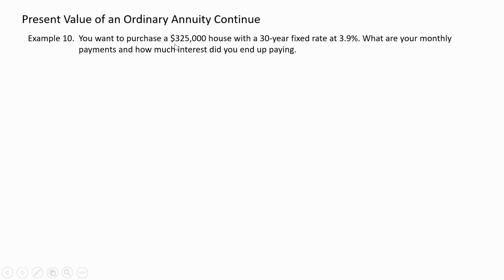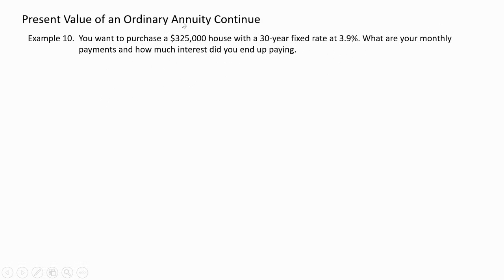Say this person wants to purchase a house for $325,000. Most of the time, they're 30-year loans, or 20, or 15, but most of the time they're 30-year fixed rate loans. And this is really the interest rate at this moment right now, like 2.5 to about 4%. So what are the monthly payments and how much interest do you end up paying?